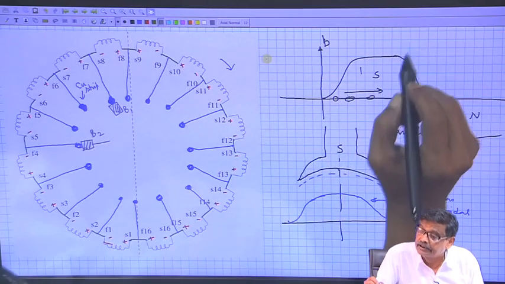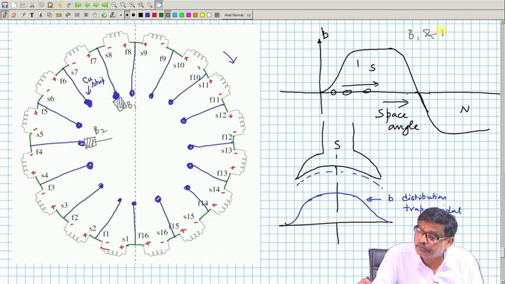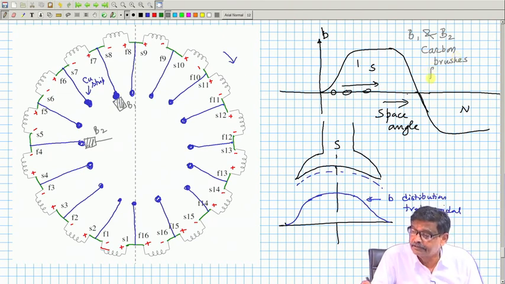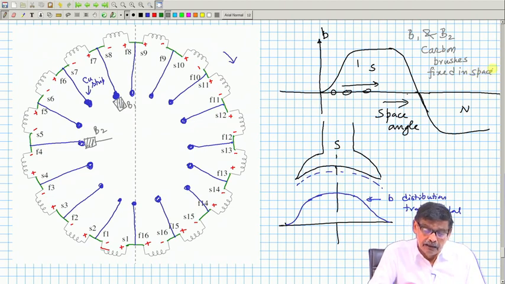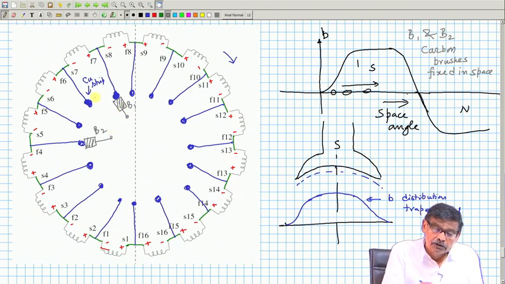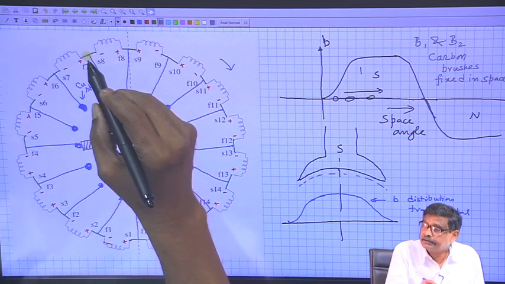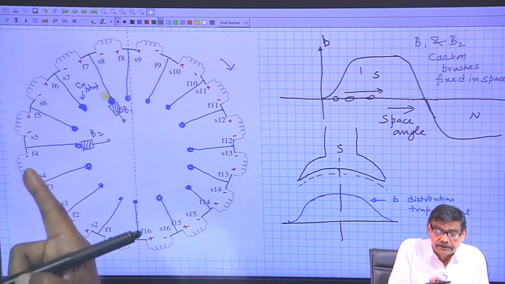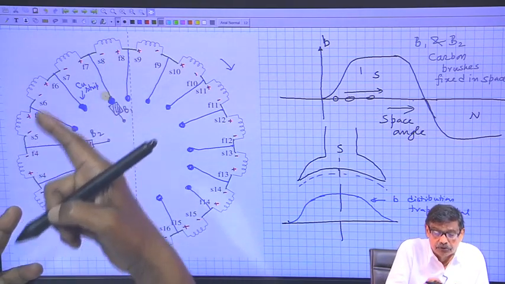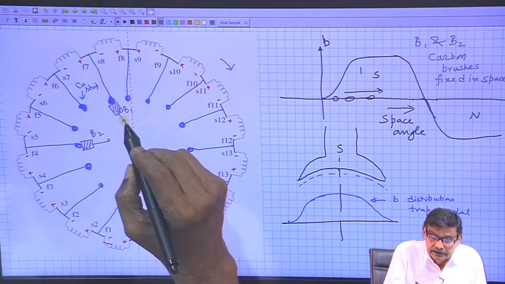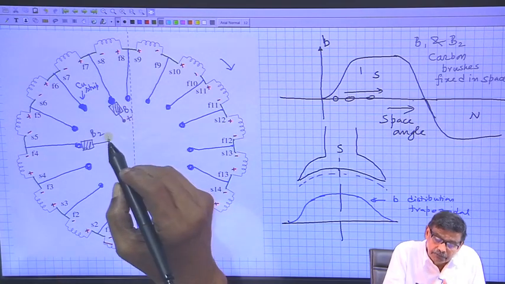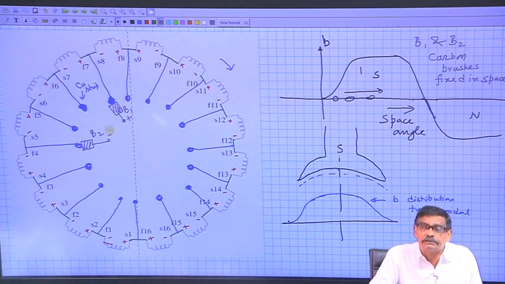B1 and B2 are not rotating; they are carbon brushes fixed in space. Not moving, but what it will do is this: whenever any coil side comes in this position, it will touch that coil end plus, and no matter whether coil 5, 6, 7, 8 or 1, 2, 3, 4 has come to this side, the polarity of this voltage will always be plus and minus, no alterations.